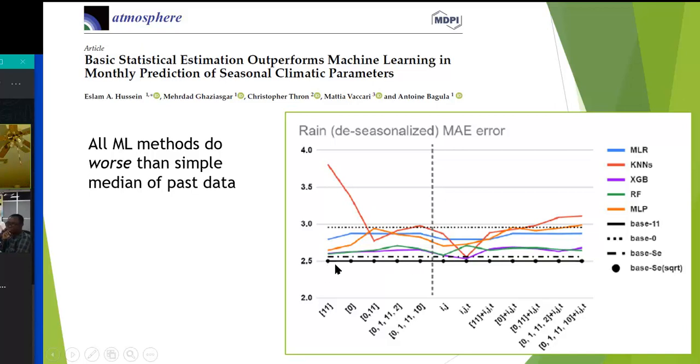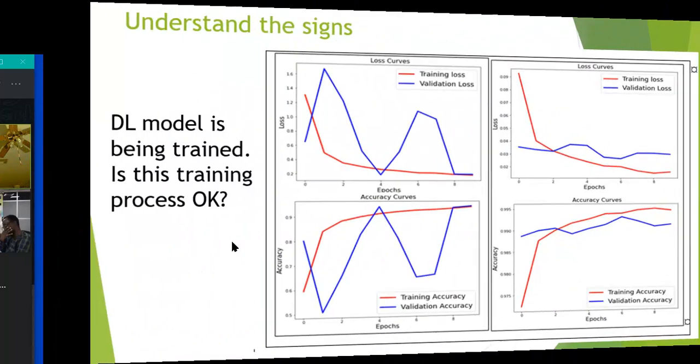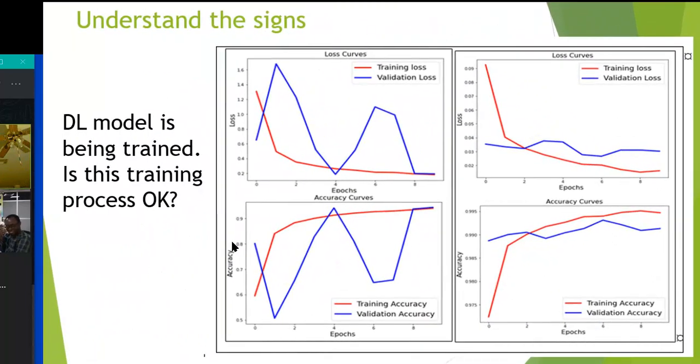This black line down here is what we obtained when we simply took the average of previous data. Just use the average of previous data to predict the next data point. And in fact, this gave us less error than all of these fancy methods. Okay? So don't waste your time. Make sure that you're getting some results that mean something. Okay? All right, understand the signs.